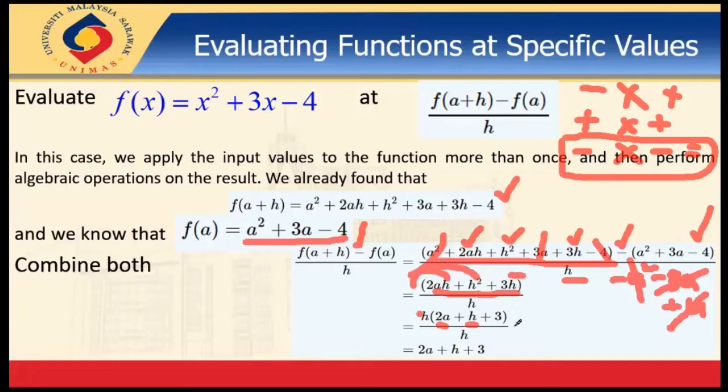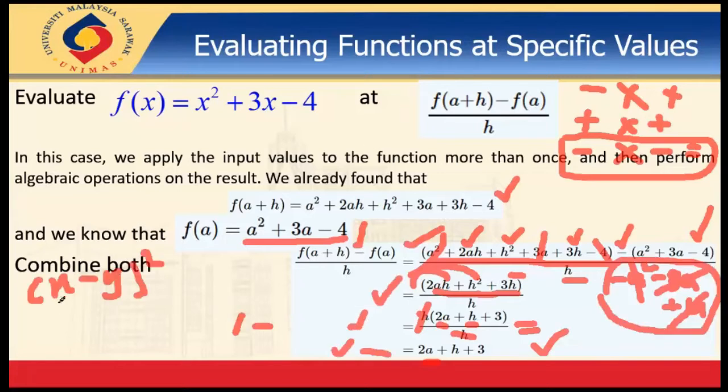Okay, so in this case, if we further simplify, then this h will cancel with this h, and what is left? 2a plus h plus 3. Is it clear? Yes.